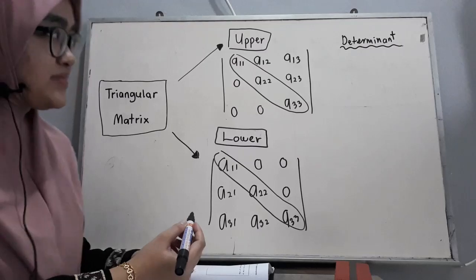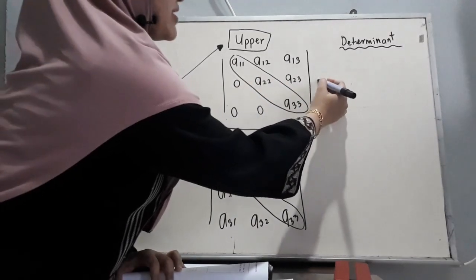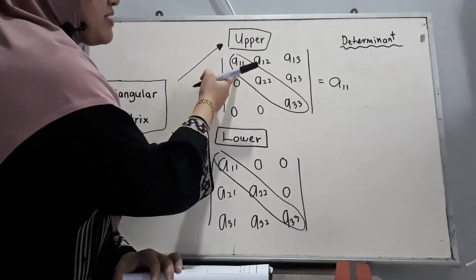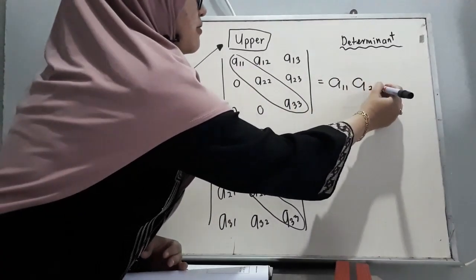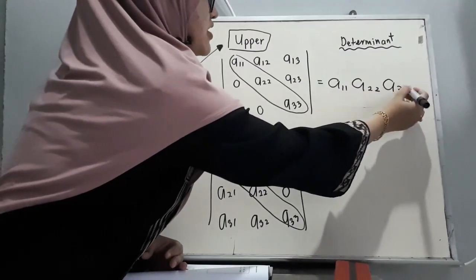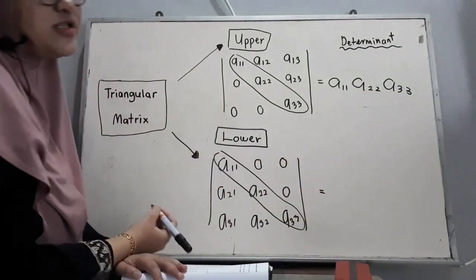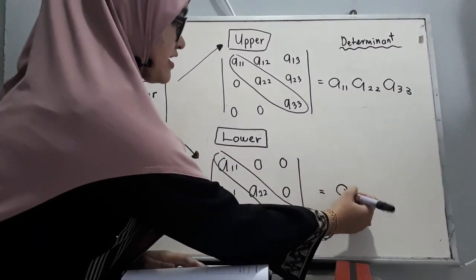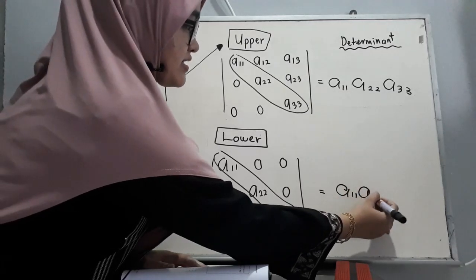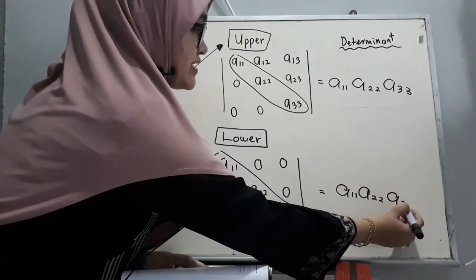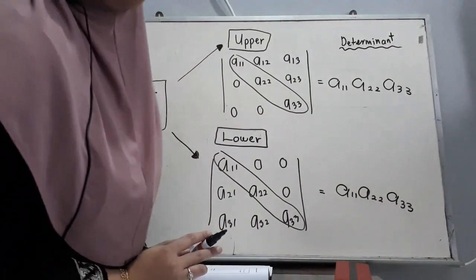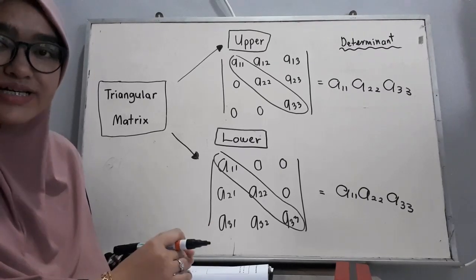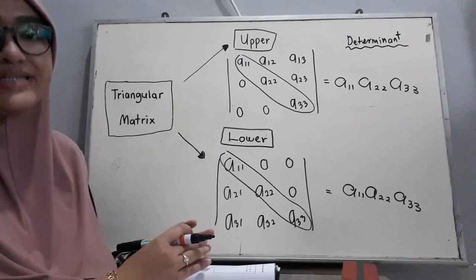So to find the determinant for an upper triangular matrix, A11 multiply by A22 multiply by A33. The same goes for a lower triangular matrix. To find the determinant, A11 multiply A22 multiply A33. So in conclusion, to find the determinant of a triangular matrix, multiply the entries from the main diagonal.